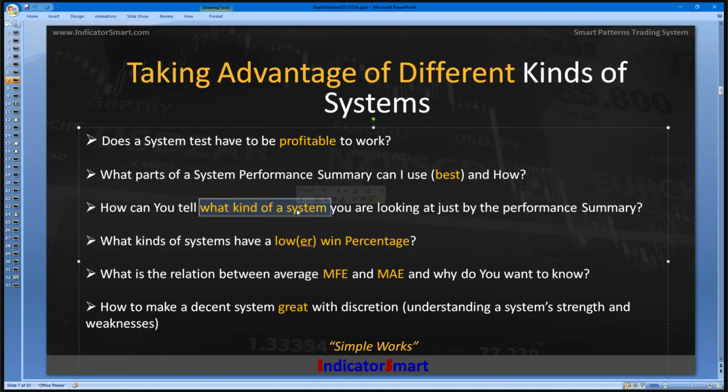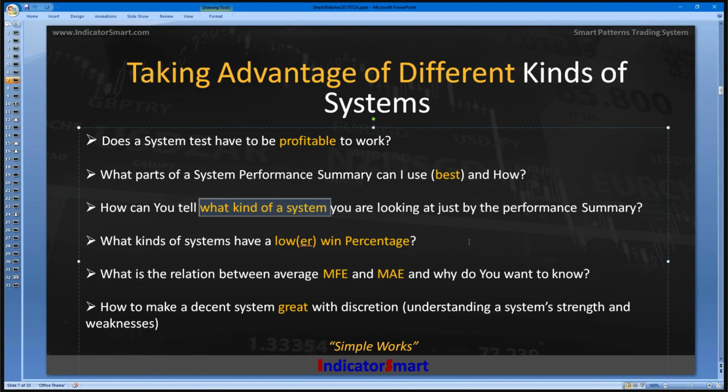But the type of system that we're going to work on today is a trend-related system that may have win percentages that seem a little low, but that get caught in really big trades. And in fact, trend-related systems stack other things in your favor too. There could be a whole webinar on that subject as well. But we won't cover that today.